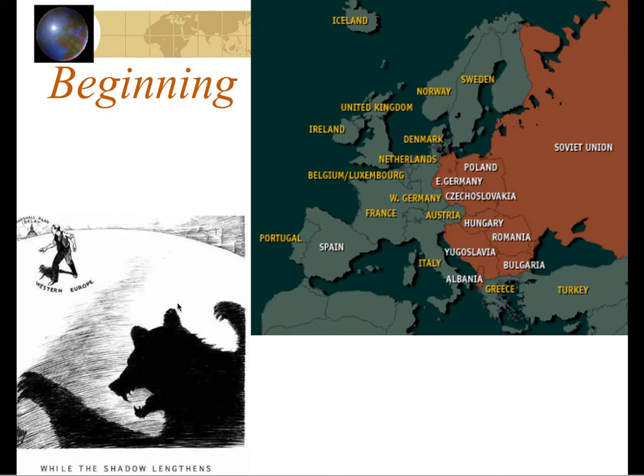So let's take a look at what we mean when we say a Cold War. It's not that there aren't wars, it's not that people aren't being shot, it's that the United States and the Soviet Union do not go to war directly with each other.